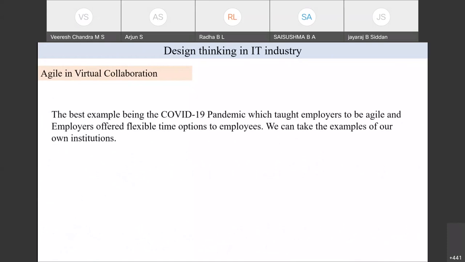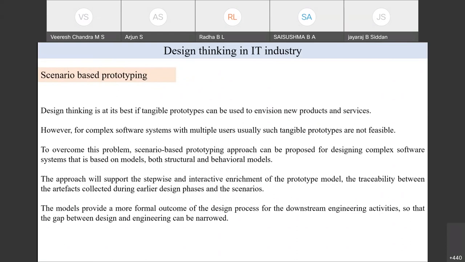The best example, as we already know, is the COVID-19 pandemic, which taught employers to be agile, and employers offered flexible time options to employees. We can take the examples of our own institutions also. Now, it's already crossing four, so let us speed up.